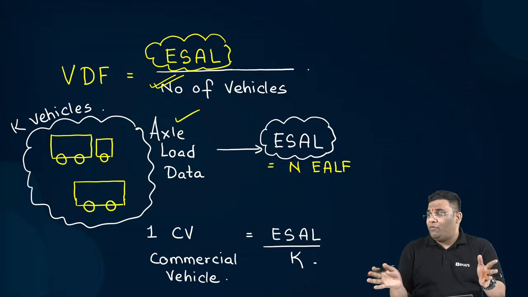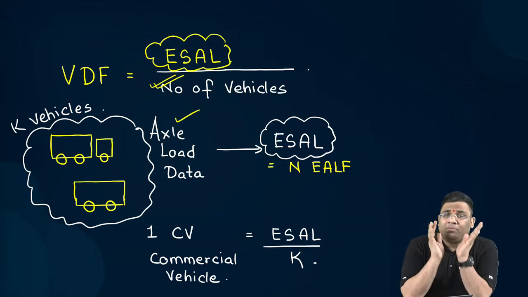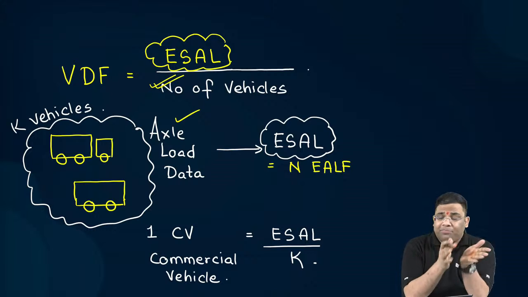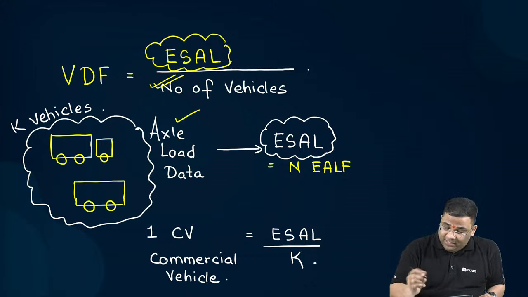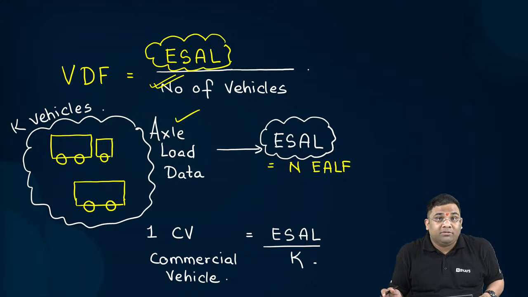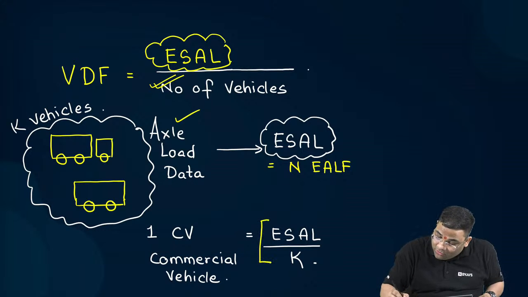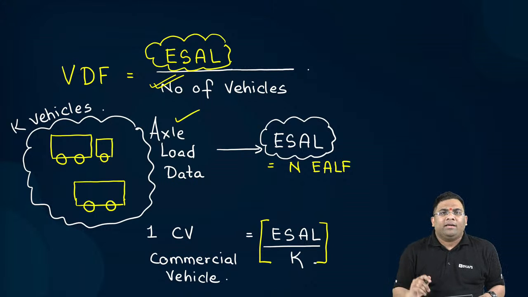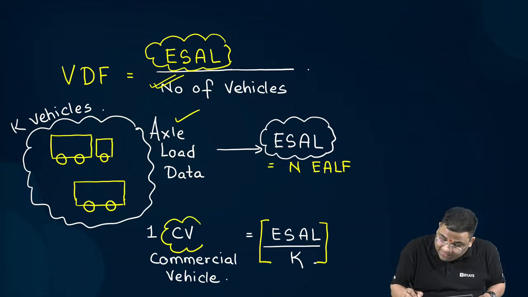Understood this? How do we find out the vehicle damage factor? Very easy. You conduct an axle load survey. You collect the axle load data and convert it into equivalent standard axle loads. You have also measured the number of vehicles surveyed. Then divide that equivalent standard axle load by the number of vehicles. So what we got is that one commercial vehicle is this many standard axles.